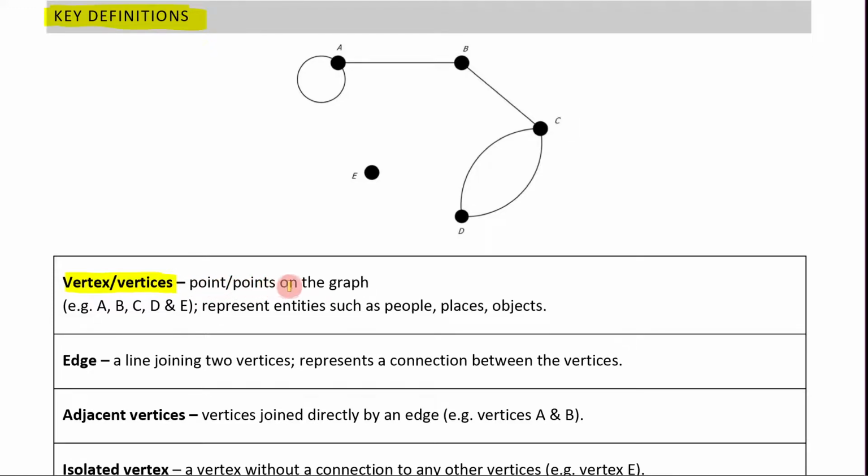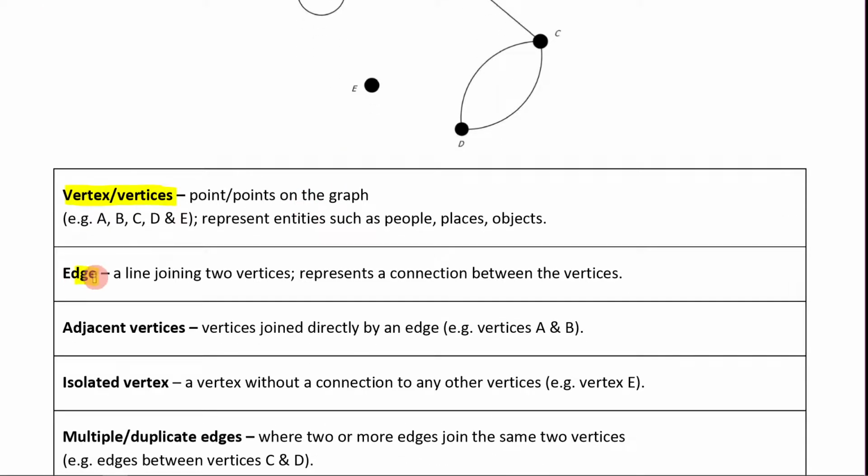A vertex is a point or points on the graph. So in this network right here, this is referring to A, B, C, D, and E. They represent entities such as people, places, or objects. So all of these dots here, A, B, C, D, E, are known as vertices.